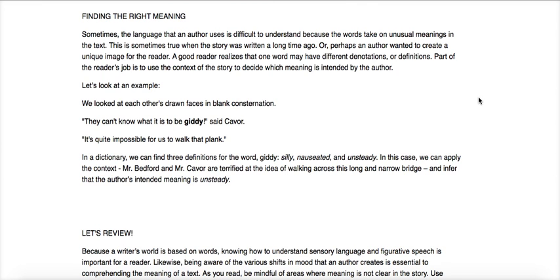We looked at each other's drawn faces in blank consternation. "They can't know what it is to be giddy," said Caver. "It's quite impossible for us to walk that plank."